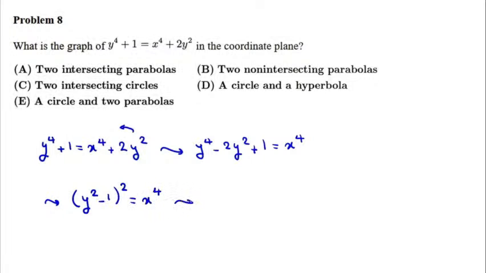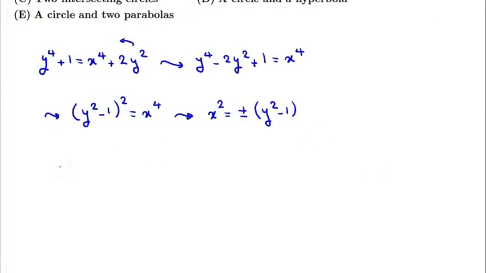Then I can conclude, look, when a squared equals b squared, we can conclude a equals plus minus b. So here I can say x squared, if I switch left hand side and right hand side, it will be plus minus y squared minus 1. So we have two cases. Case 1 is x squared equal to y squared minus 1. Second one is x squared equal to negative y squared plus 1.